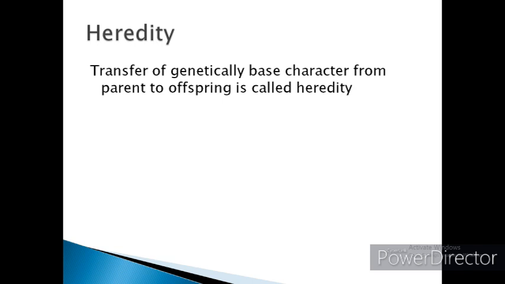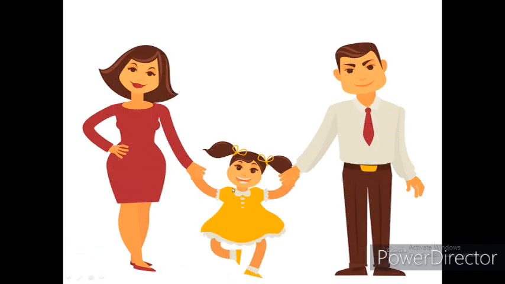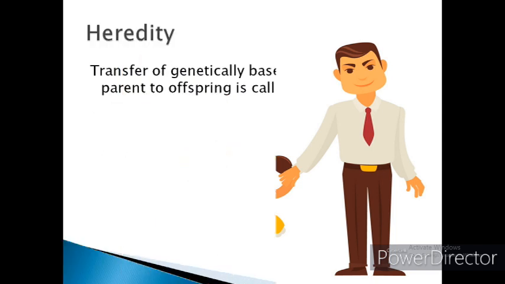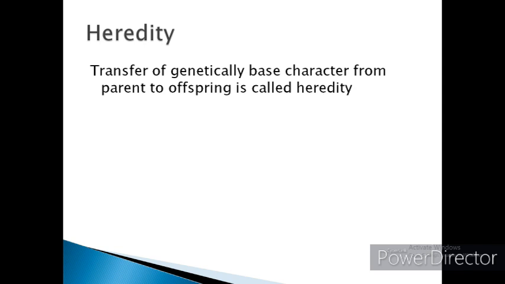Second, we'll be talking about heredity. So what is heredity? We have understood that the characters of a mother and of a father are being transferred to the child. So this character that can be seen on the daughter is known as heredity. The definition of heredity is nothing but the transfer of genetic characters from the parents to the offspring. It is called heredity in simple words.